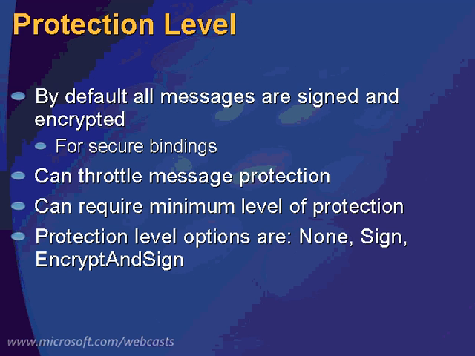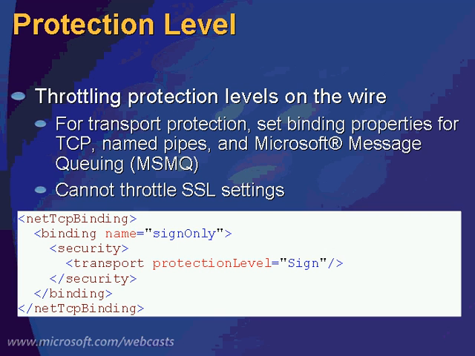So unless you actually are dealing with completely unimportant data, and what real enterprise application has unimportant data, then I would say you're definitely encrypting and signing. With that said, I do want to explain how you can require a minimum level of protection, and also, if you needed to, how would you change the protection level option.